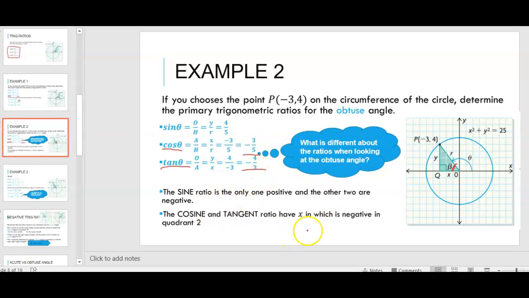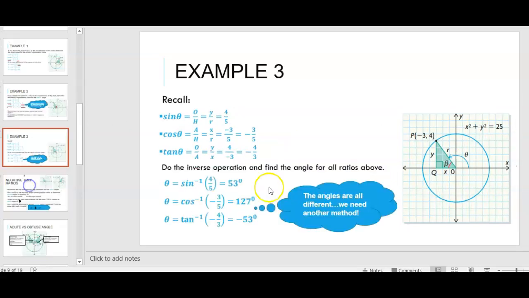So as you see here, only sine has a positive ratio on the second quadrant. Both cosine and tangent are negative. The values of the cosine and tangent ratios are negative on the second quadrant. All right, let's look at the next example now.